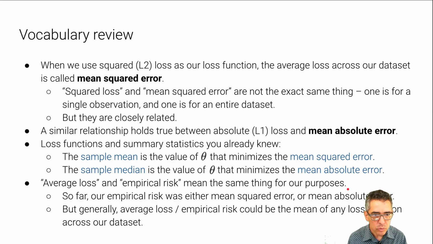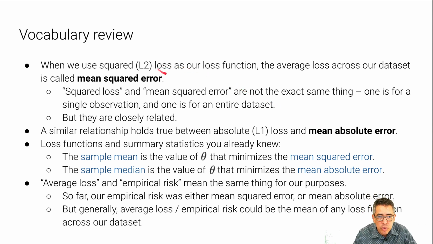So as a vocabulary review then, to wrap up, the average loss when we use the L2 loss is called the mean squared error. Squared loss and mean squared error are not the exact same thing. Squared loss is the definition of the function per observation, and mean squared error is the average across the entire data set. So one is made of the sum of the others divided by n. And same thing for L1, the L1 loss and the mean absolute error.